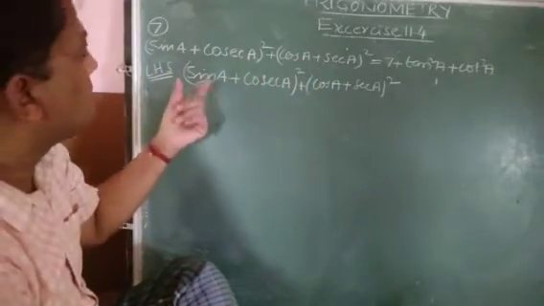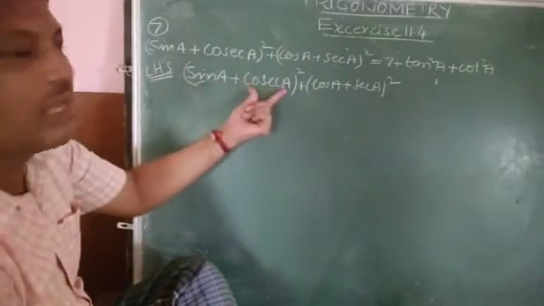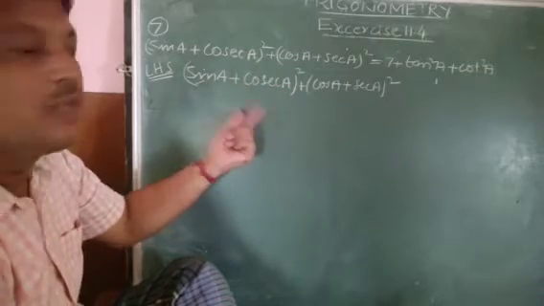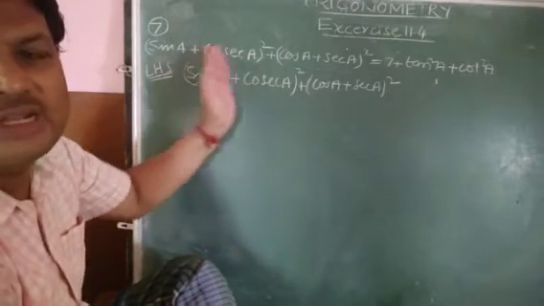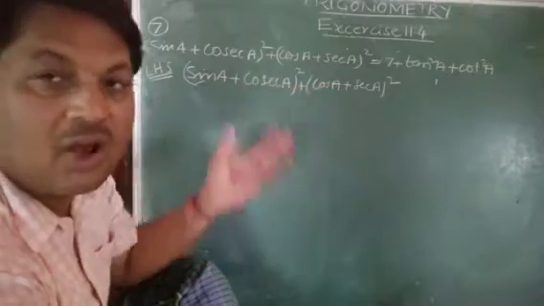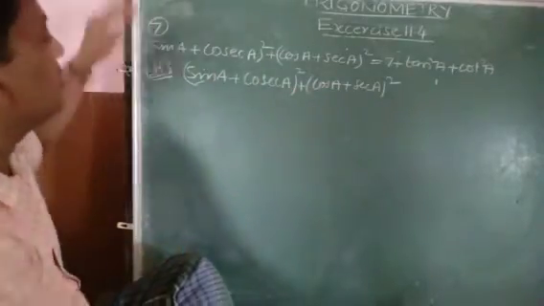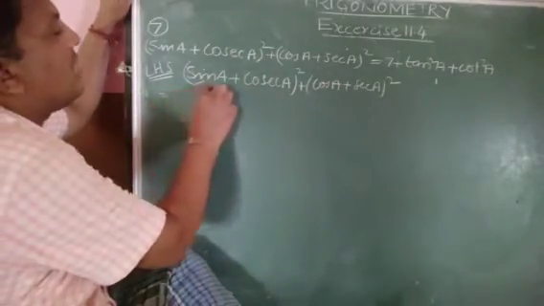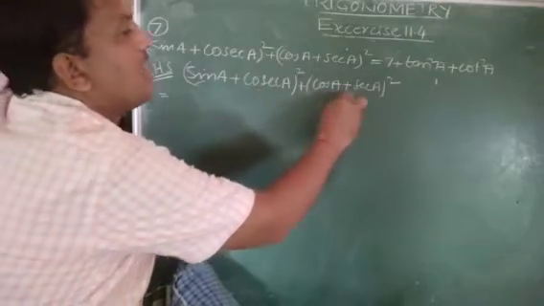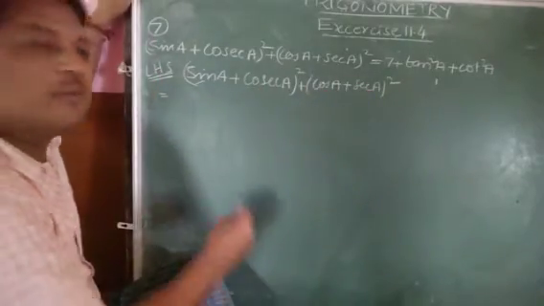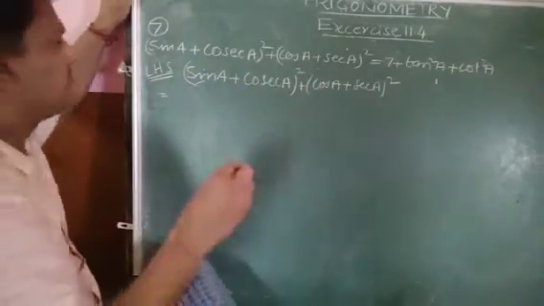Or directly, see here sin A plus cosec A as 1 by sin A. Then take the LCM and simplify, then square, or directly do the square. I am going to do the square directly because it is (a plus b) whole square.